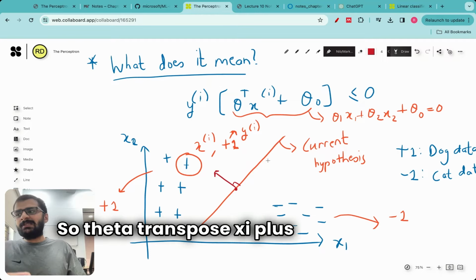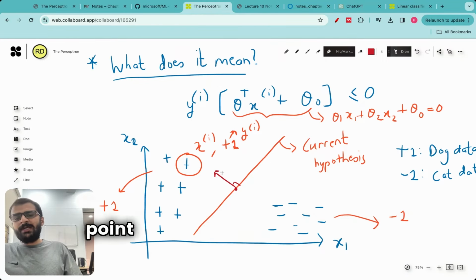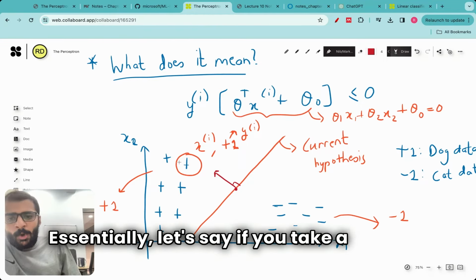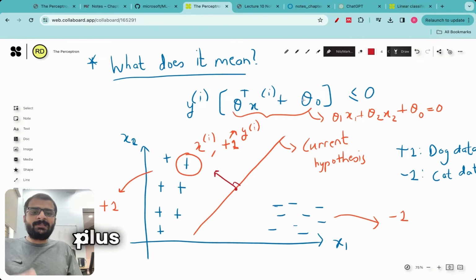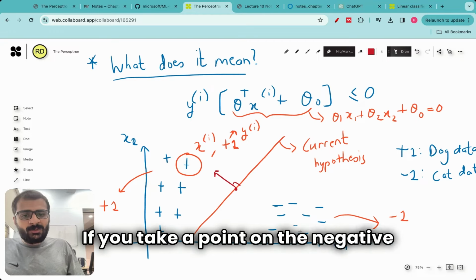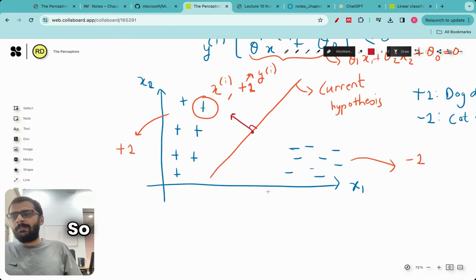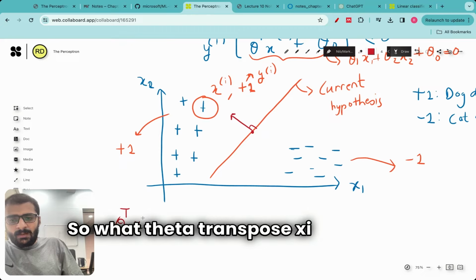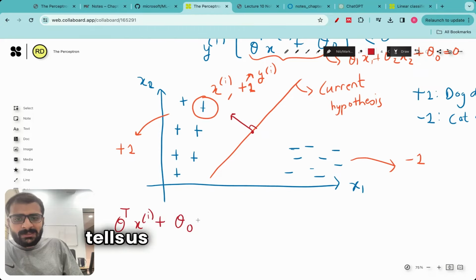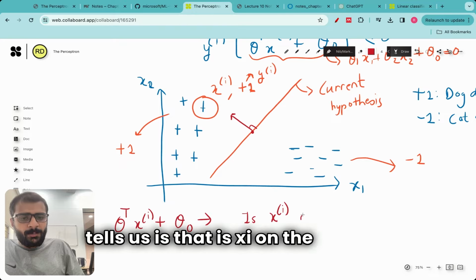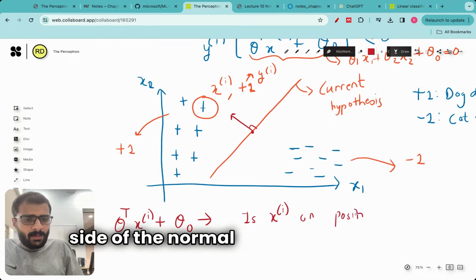So theta transpose xi plus theta naught actually represents whether the point is on the positive side of the normal or on the negative side of the normal. Essentially, if you take a point on the positive side of the normal, then theta transpose xi plus theta naught will be positive. If you take a point on the negative side of the normal, it will be negative. So what theta transpose xi plus theta naught tells us is whether xi is on the positive side of the normal or negative.